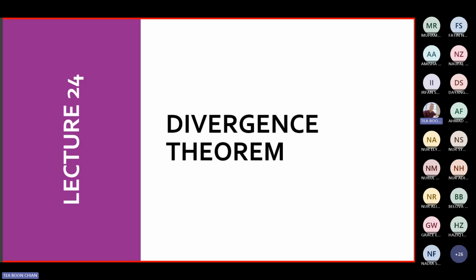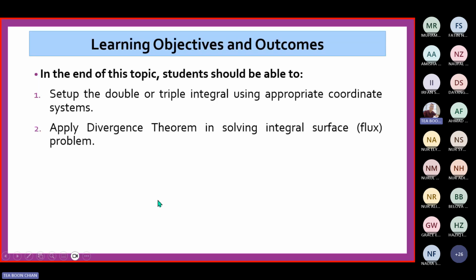So that's why in lecture 24, there are not many new things covered here. It's basically how you learn to set up the double or triple integral, either the surface integral, double integral, or the divergence theorem, triple integral. And then we apply the divergence theorem to solve the flux or surface integral problem. That's it. Like I said, the only part that you really need to recall yourself is the three different types of triple integral coordinate systems.